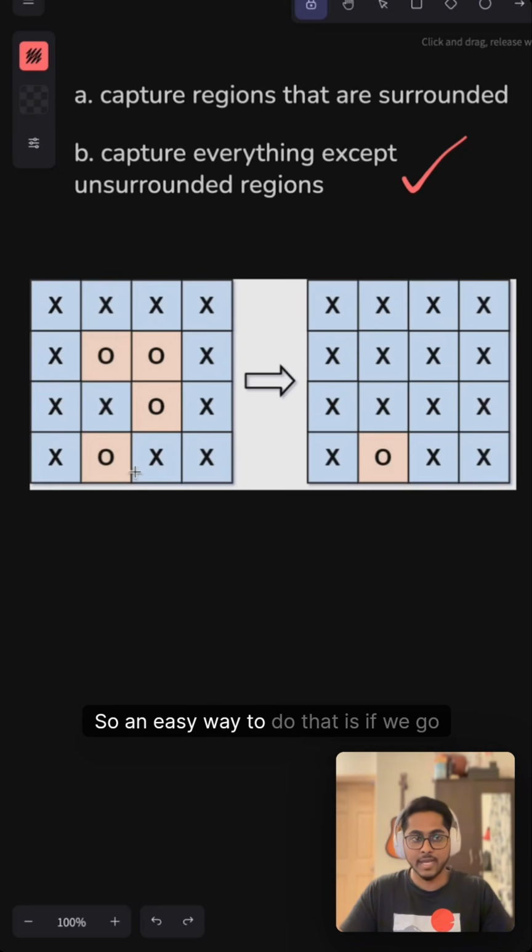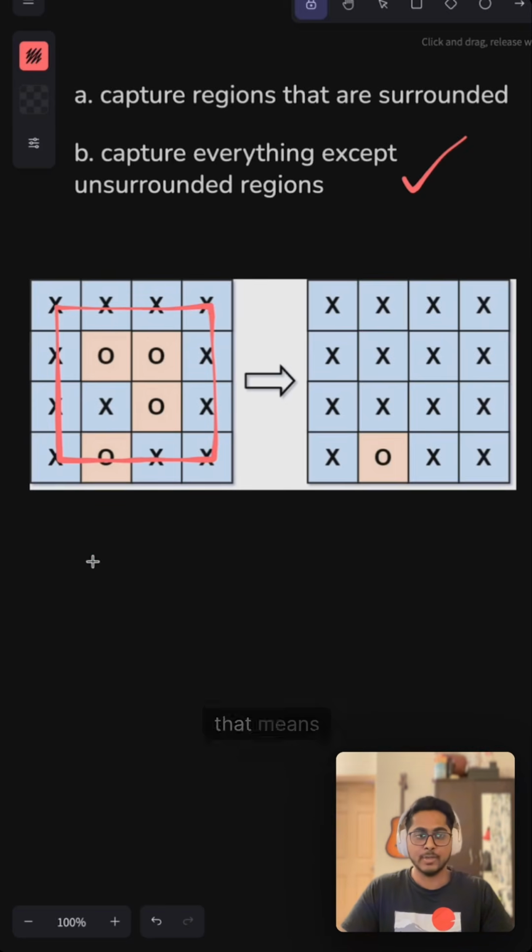An easy way to do that is, if we find any zero on the border of our board, that means that region is not surrounded. So we can mark this as a temporary variable, something like T. And now we can implement a DFS on this where we change every other zero to X. So this will be X, this will be X, and this will be X.